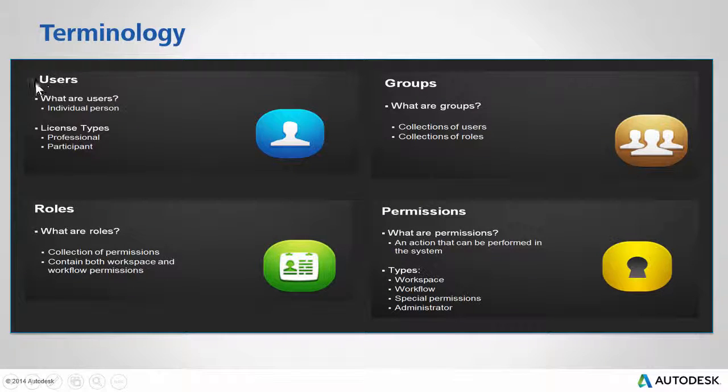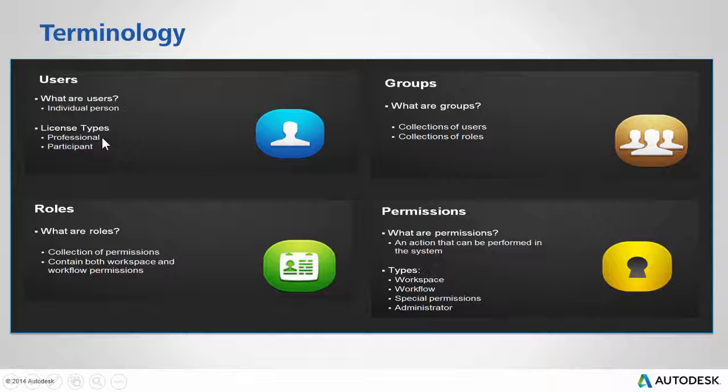Okay, let's talk about some terminology. You're going to hear a lot of these terms, and I thought I'd put this slide up just to get over the semantics of it. So first, we have users. A user in the system is somebody who has an Autodesk ID, and they are an individual. It's meant to be a person in the system, and there are two license types that we'll cover here.